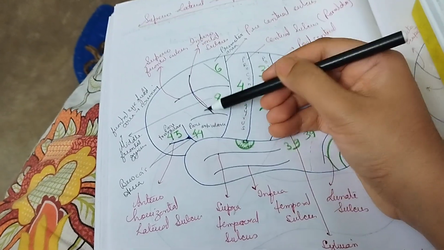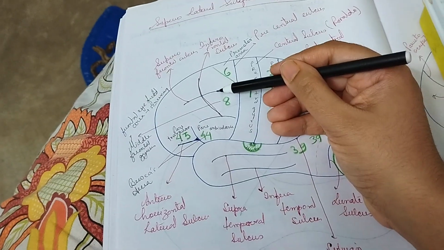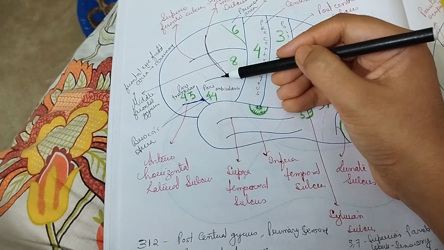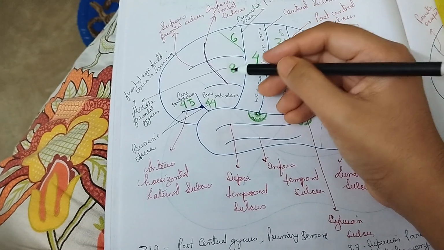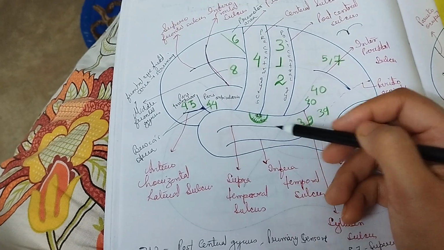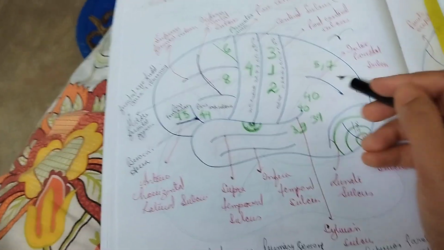So this one, as it is upper than this particular sulcus, is known as the superior frontal sulcus, and this one is below it, so it is known as the inferior frontal sulcus. This is also on the upper side, so it is known as the superior temporal sulcus, and this one is the inferior temporal sulcus.